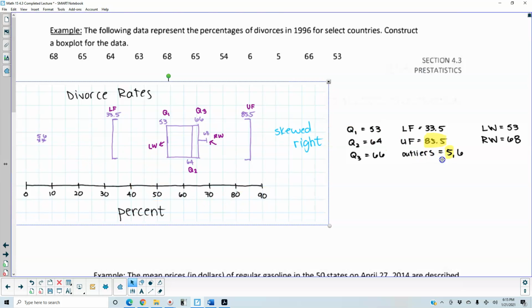And so then we also have outliers, which are 5 and 6. So therefore you have your asterisks, and there are your outliers. And then don't forget that we want to write down the title of this box plot, which is divorce rates, and underneath that is percent. And we can see here that it's skewed right because this tail on the right side is longer than the left tail, and therefore it is skewed right.